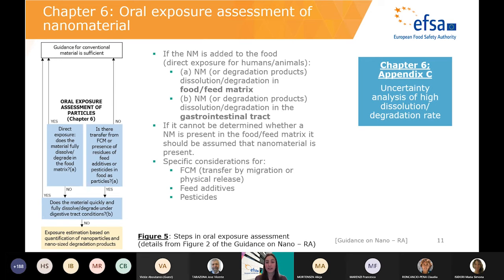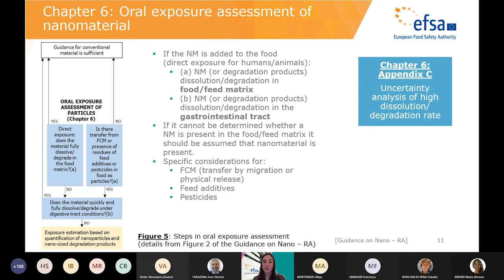Otherwise, the following step is to understand if the nanomaterial, or again, its degradation products in nanoform, quickly and fully dissolve or degrade in the gastrointestinal tract. It is important to say that if it cannot be determined whether a nanomaterial is present in the food or feed matrix, it should be automatically assumed that the nanomaterial is present.